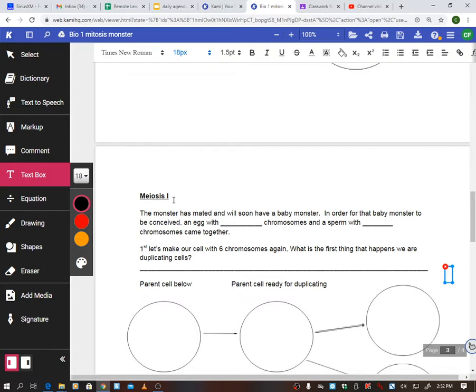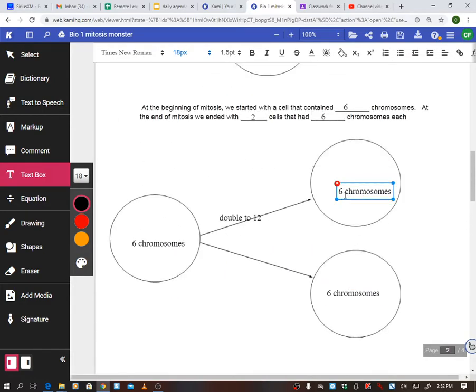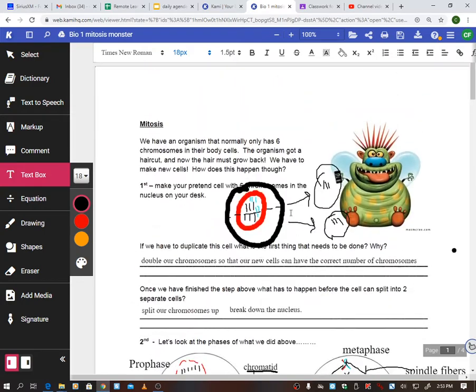So I'll ask the kids, they'll have their two cells on their desk, and I'll say, okay, what if you were going to make a baby monster? You have to have an egg and a sperm to fertilize. What if one of your two cells was an egg and one was a sperm, and they combined? What would happen? Well, if this and this combined, say this is an egg cell and this is a sperm cell, your baby would have 12 chromosomes. That is not okay, because our monster only has 6, right?